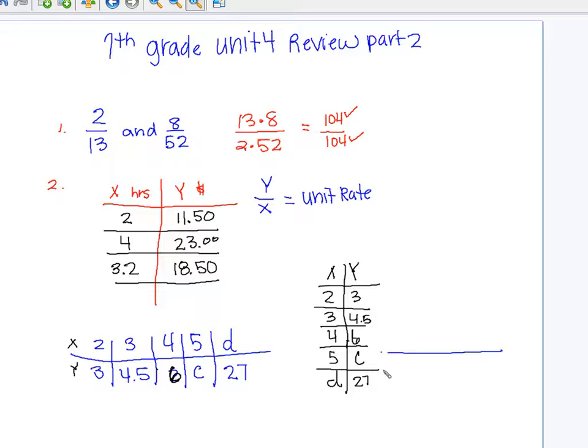Or students could always cross multiply and divide. Do 5, because we're looking for this one. Do 5 times 6. Divide that by 4. Once you get your answer here, then you could solve for D.